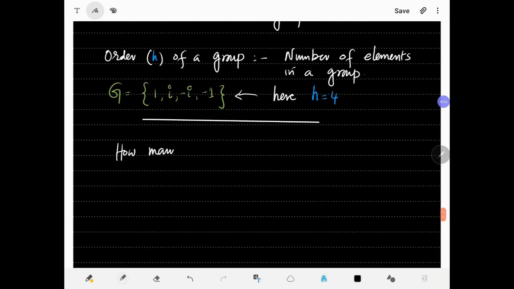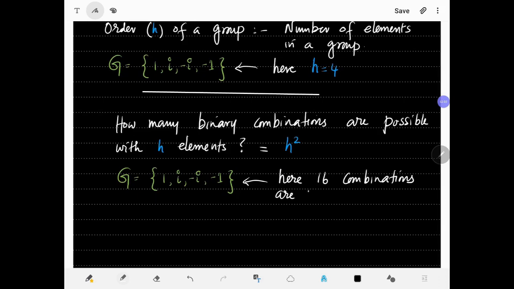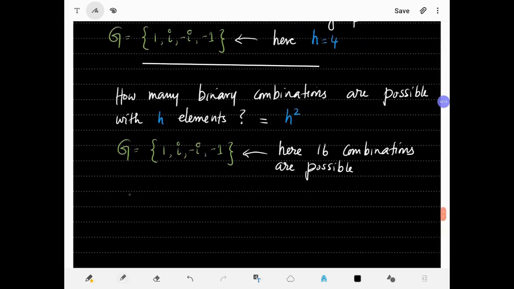Now if I ask a question, how many binary operations are possible with these h elements? h is the order of the group. So immediately you can say there are h square combinations possible. So in our previous example, there are 16 combinations possible because h is equal to 4. 4 square is 16.